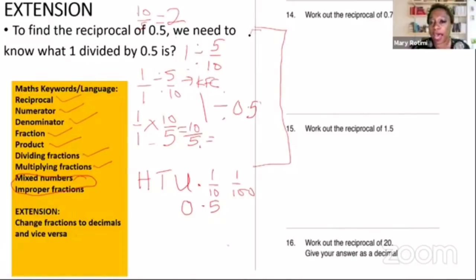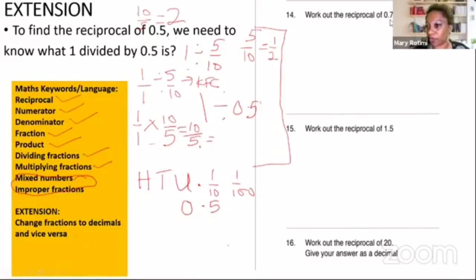You know, 5 over 10 is half. Yeah? And if you turn it upside down, you're just going to get 2 over 1, which is the same thing as 2. Can you see it does make sense? Yeah? I'm going to move this screen out of the way. Now, let's complete this because we need to complete it and move on.